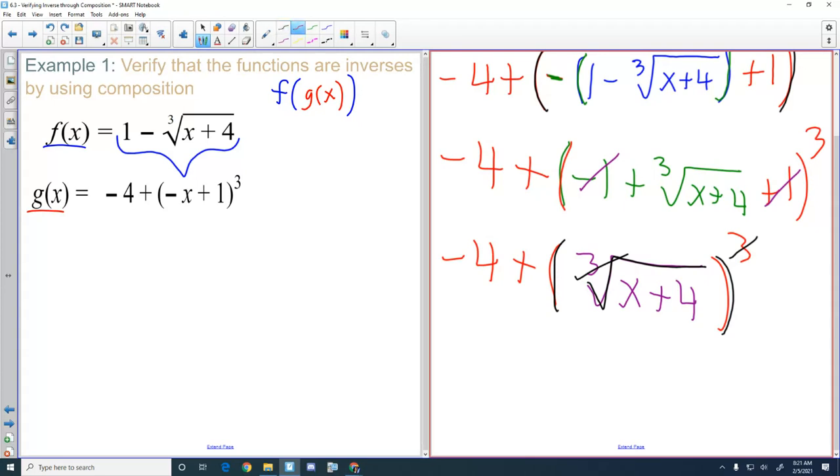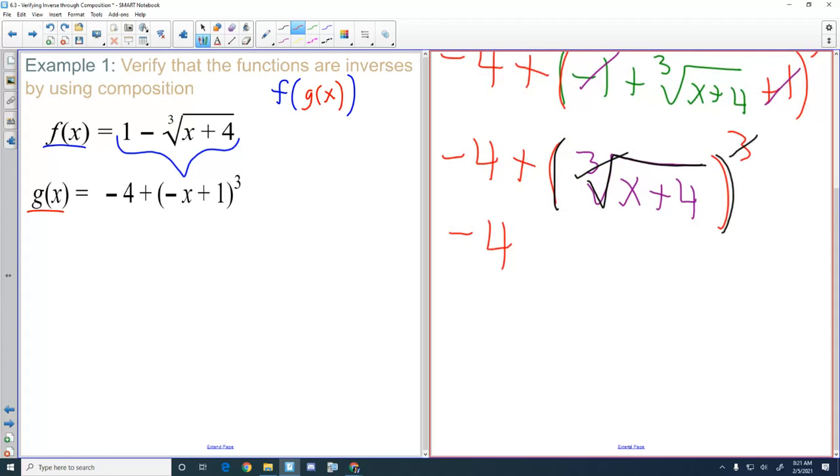So then we have just negative 4 plus x plus 4. I don't need to put the x plus 4 in parentheses because there's no coefficient and there's no exponent. So I don't need those parentheses. And then we can see right there, negative 4, positive 4 cancels, and there's x.